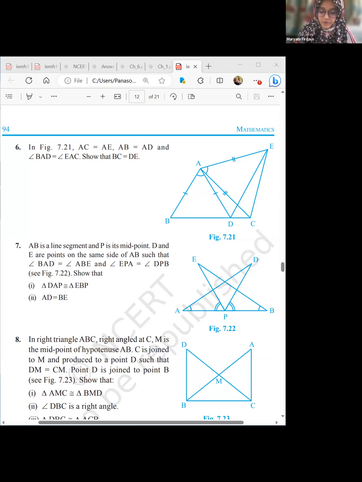Or in other words, I'm going to write angle DAC is equal to X. My question is, the thing that we have written here, BAD plus X. What is BAD plus X? Which angle does it give us? BAC. Very good. BAC. So I'm just going to write that over here. BAD plus X is BAC.